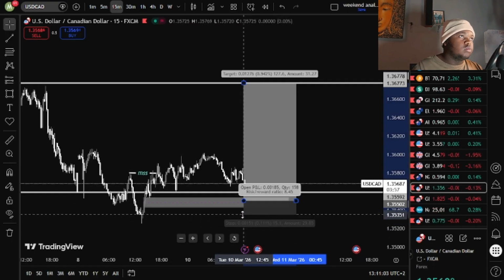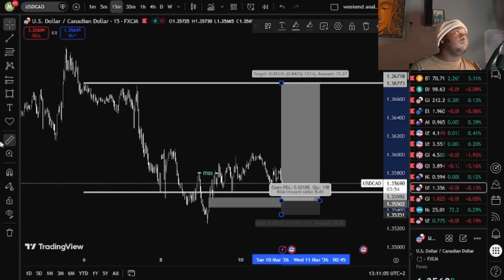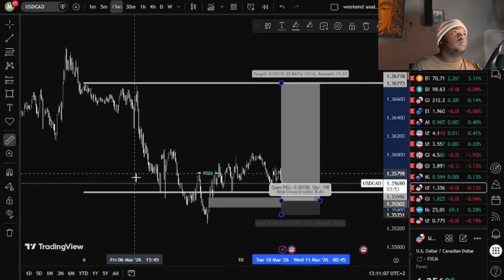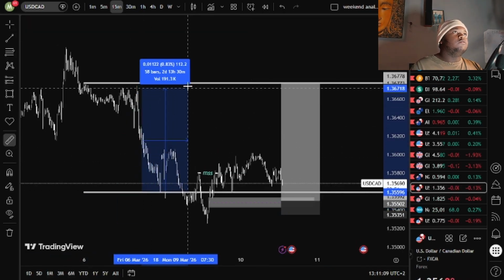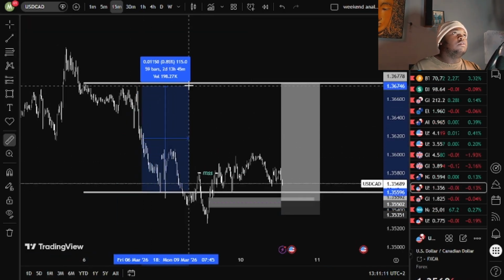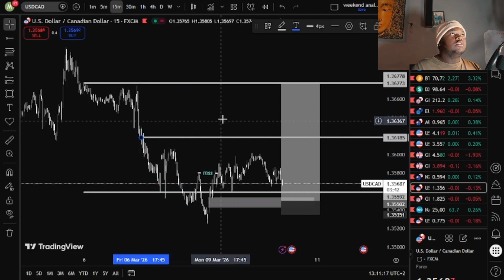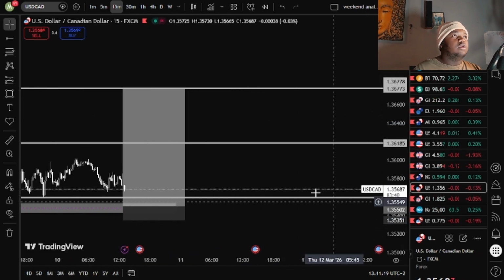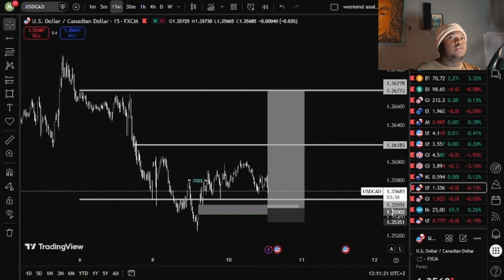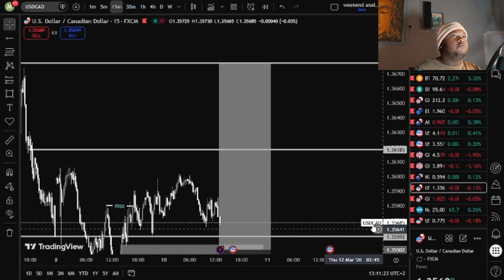So let me do this. Where's our 50%? We take the ruler, we measure our 50%, and then we do this. So this is how the trade should look, guys. So I think this is enough.